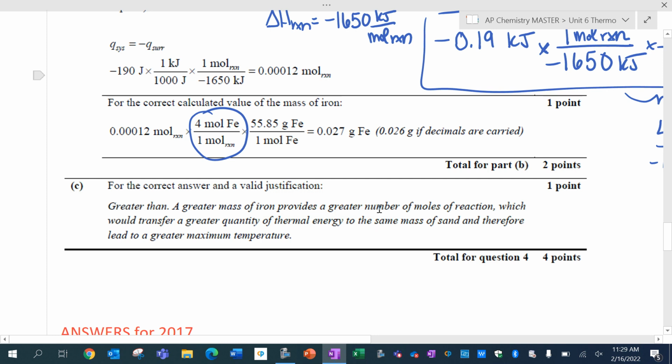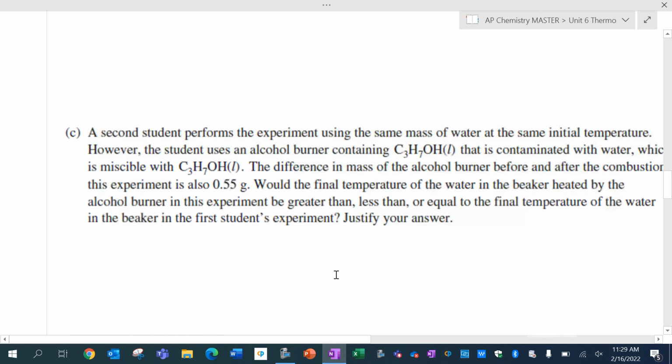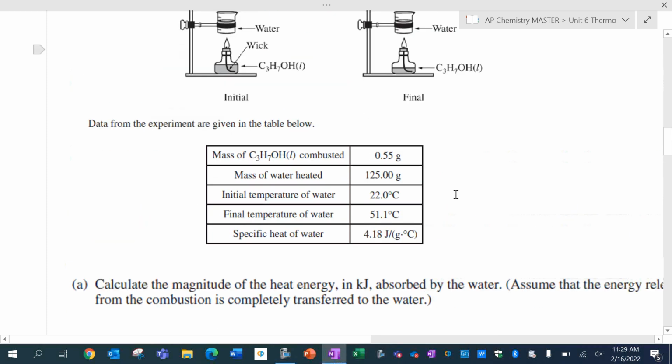So the key thing is that more moles means more energy released, but it's the same mass, so you got a greater temperature change. That's the big takeaway. Okay, so that is the 2021 problem. Now let's talk about the 2017. If you want to keep going with us, we can.